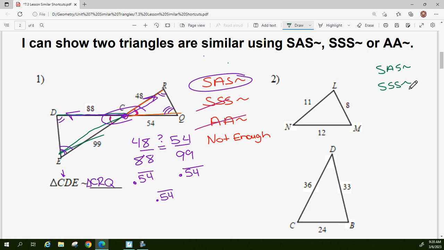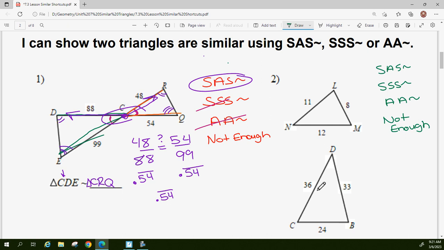Every time I ask you, hey, are these two triangles similar? And if they are, can you tell me what shortcut? If you write down all the options, you're going to start remembering all the options, and you're going to give yourself a platform to work from.